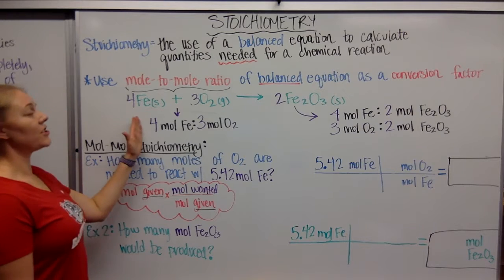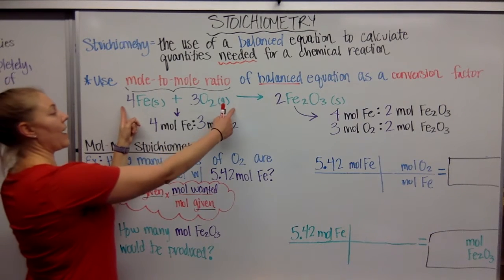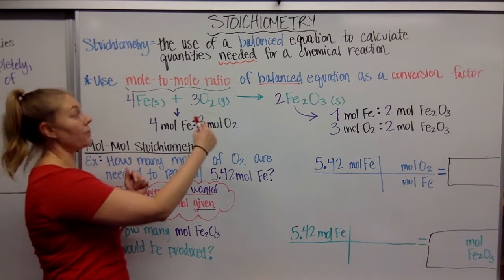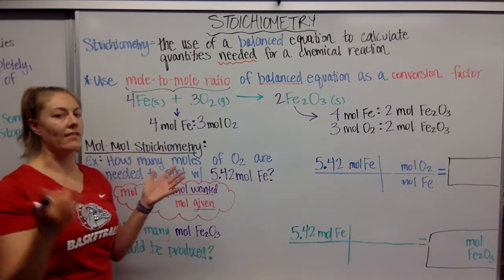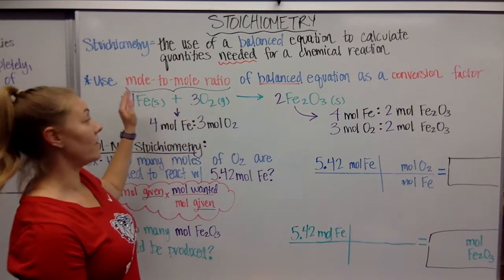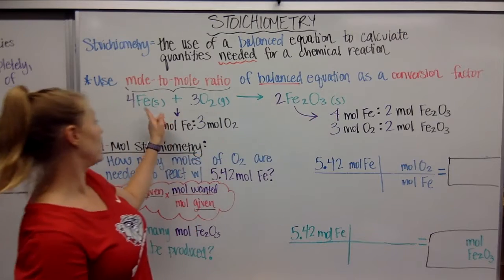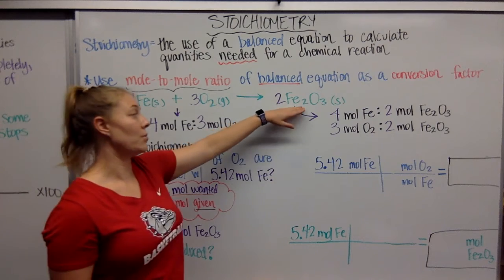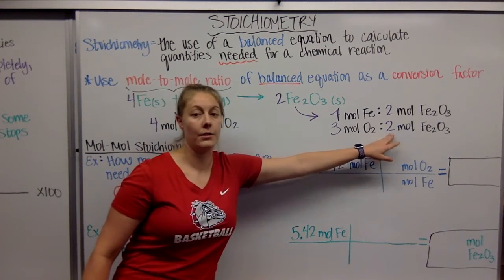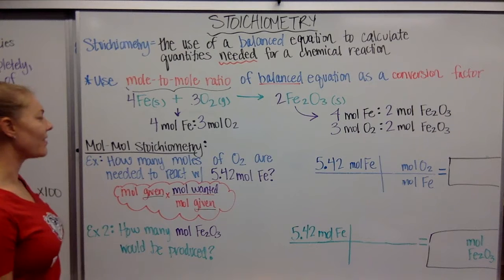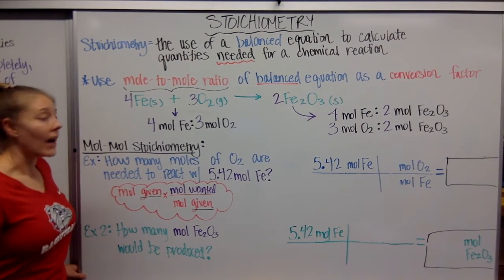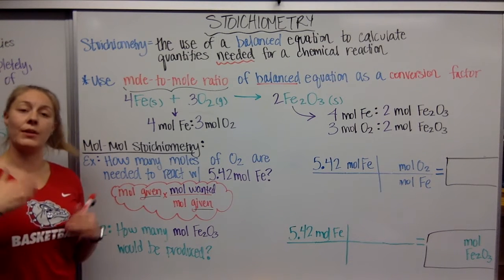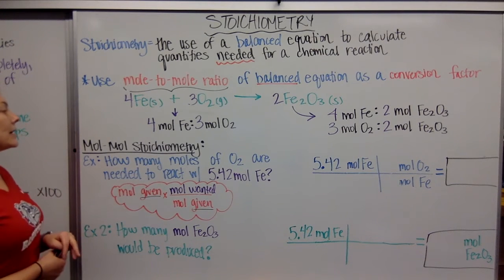Okay, so these are the ratios that I have down here. If we're comparing just the two reactants, then I have 4 moles of Fe to 3 moles of oxygen, or 3 moles of oxygen to 4 moles of Fe. It goes both ways. If I'm comparing the product to one of these two, I have 4 moles of Fe to 2 moles of the product. Or I have 3 moles of oxygen to 2 moles of the product, or vice versa. Okay, so we're using those ratios today for our stoichiometry, calculating how much of the products or reactants we need to form a certain amount of the products.